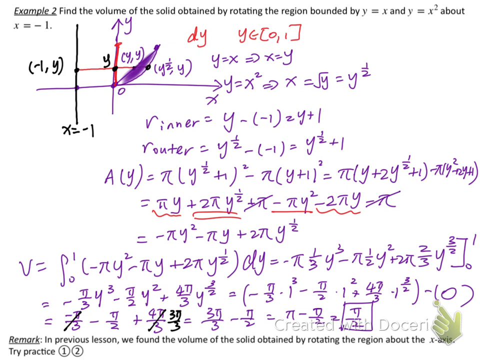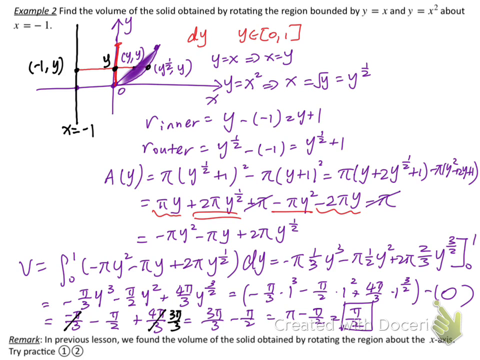And of course, you can just build common denominator 6. You will have the same answer. And as I said in the remark, in the previous lesson, we did do this question. But we did the same region. But in the previous lesson, we were rotating this region, bounded by y equals x and y equals x squared about the x-axis. So there are many ways you can do it. The same region, you can rotate it a lot of ways.